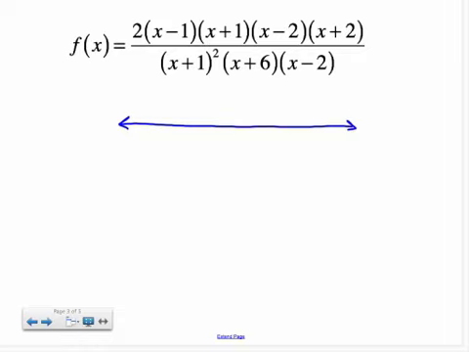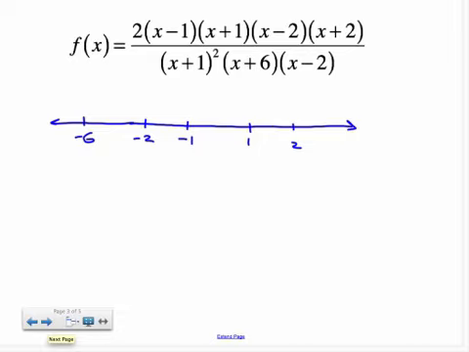All right, so what goes on my sign chart? Any numbers that make my function 0 or undefined. So I look up here, and the zeros in the numerator would be positive 1, negative 1, positive 2, and negative 2. I look at the denominator, and numbers that make the denominator 0 would be negative 1, which is already here. I need a negative 6, so I'll go ahead and extend this a little bit. I need a positive 2, which I already have. Okay, now I need to do some sign tests in each interval.